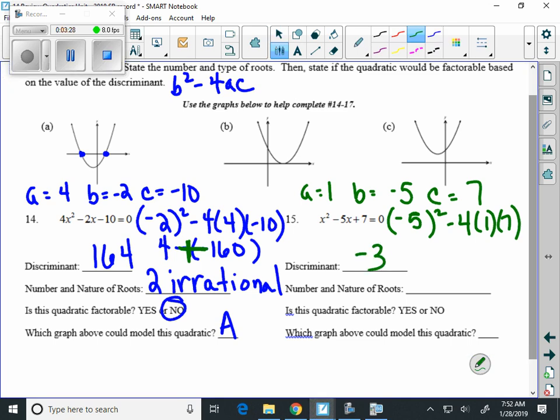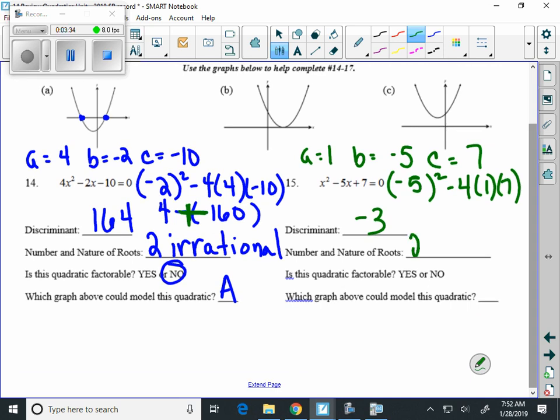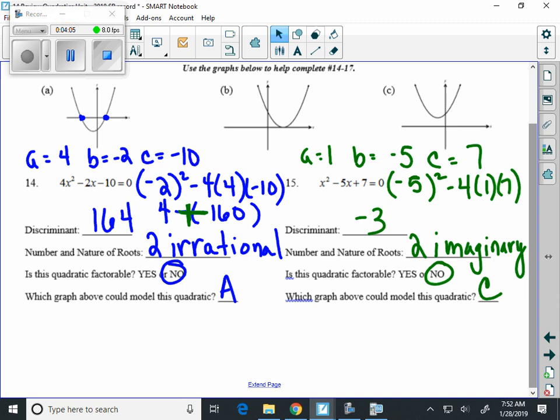As we take a look at this, we know when our value of our discriminant is negative, we're still going to get two roots. But in this case, there are going to be two imaginary roots. And when we get imaginary roots, again, we cannot factor. And what our picture looks like when we get imaginary roots is that the graph will not cross the x-axis. So we're going to have a value of C here in terms of our graph.